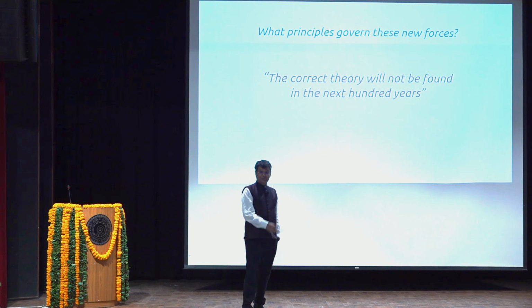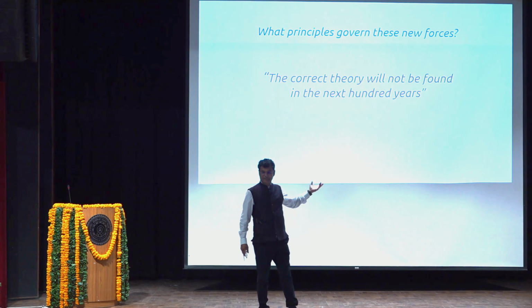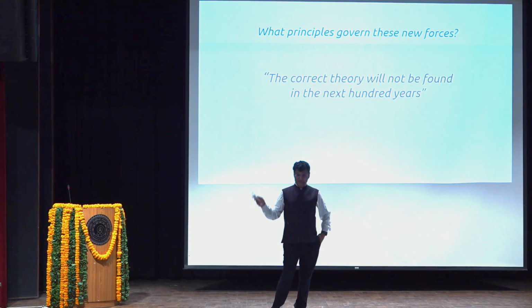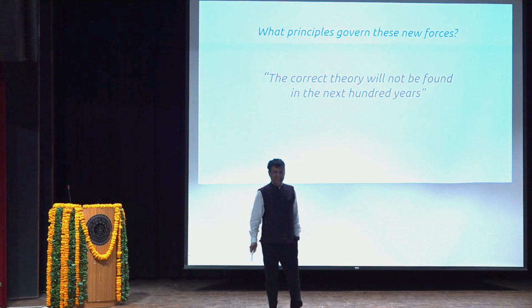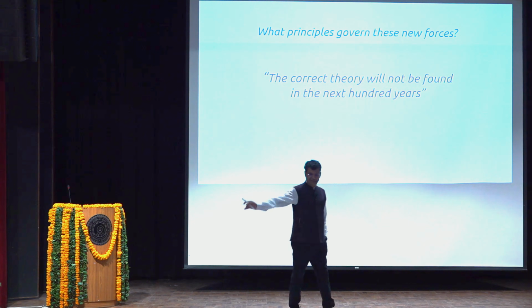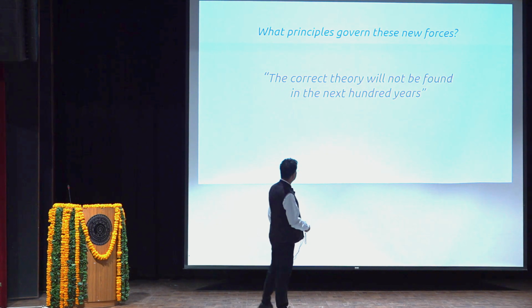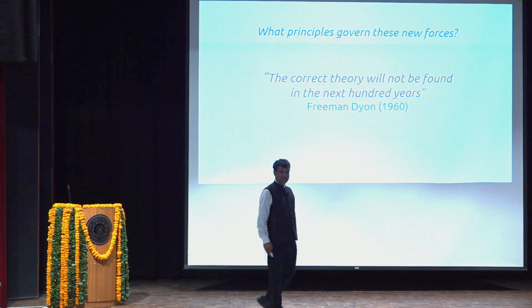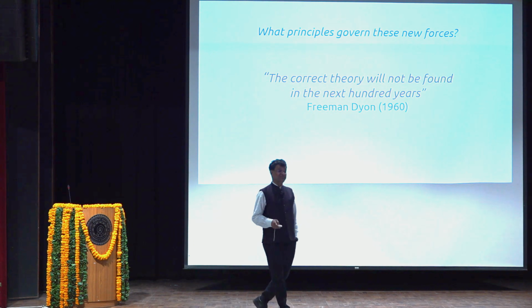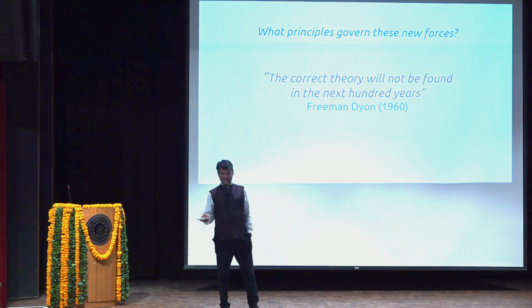And just to give you an idea about how difficult this was thought to be, Freeman Dyson was one of the pioneers of quantum electrodynamics that I mentioned. He had this to say: the correct theory will not be found for the next 100 years. Okay? This was in 1960. But amazingly, the correct theory was found within 10 to 15 years. So sometimes that tells you the eminent scientists can be eminently wrong.